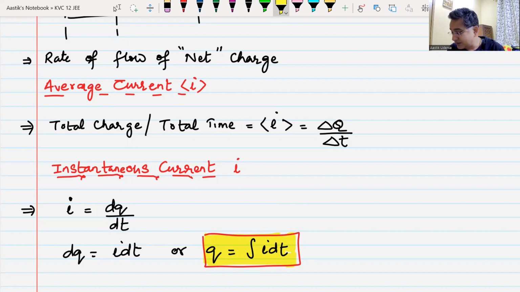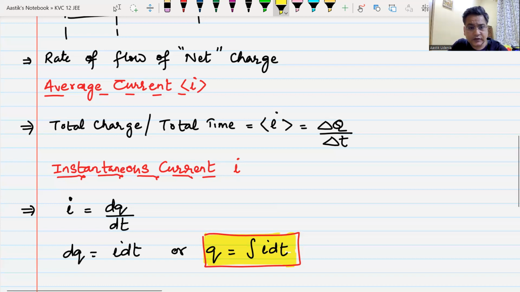Two types of current: average current and instantaneous current. I hope we are able to understand and digest this one. Yes or no? Yes, sir. Have you noted this down? Noted, sir. Done, sir.